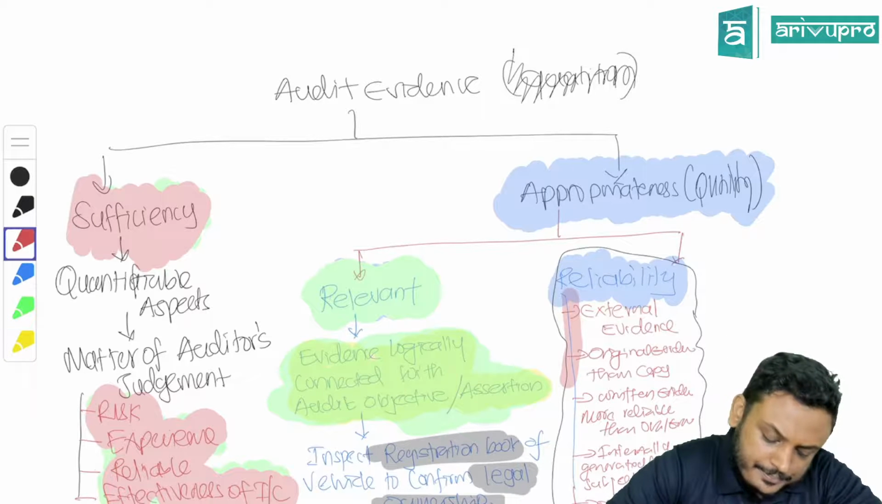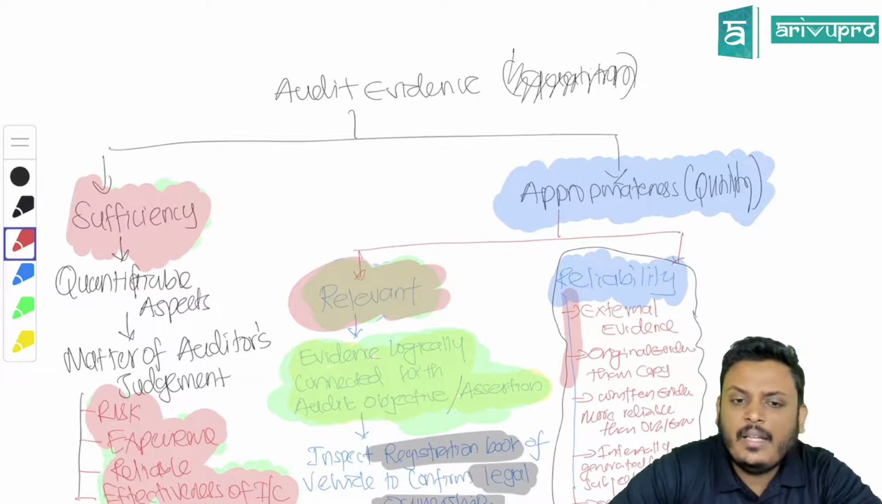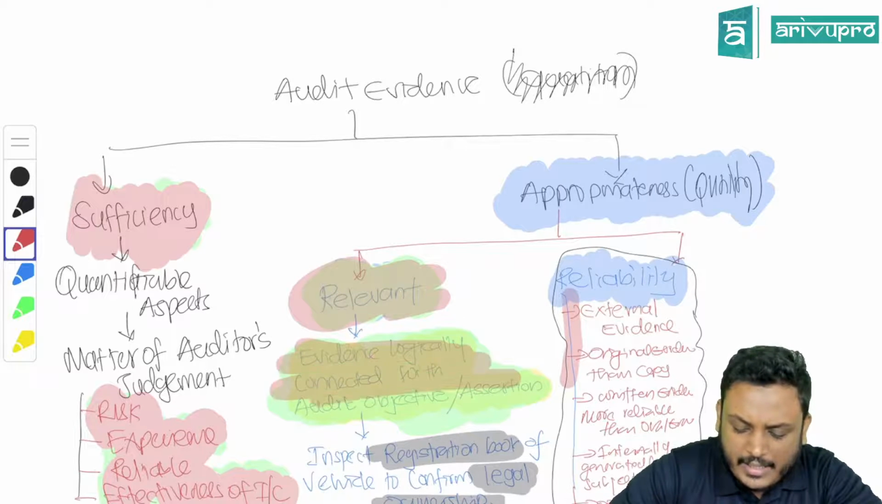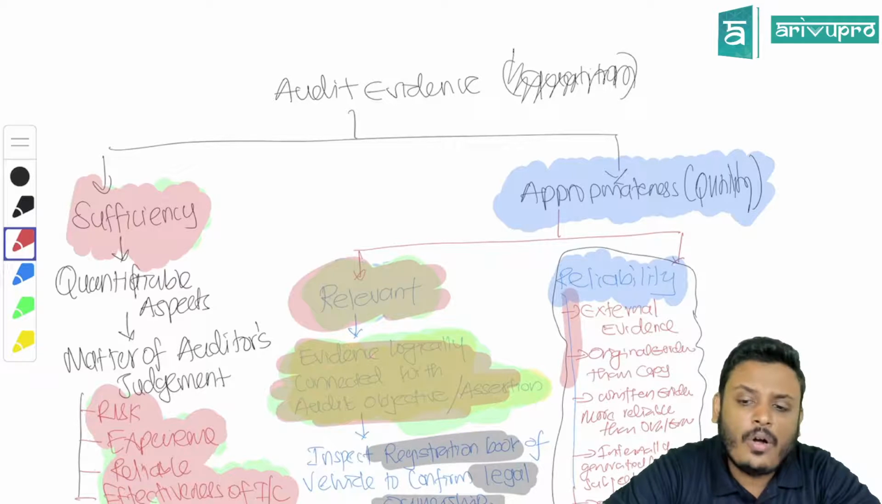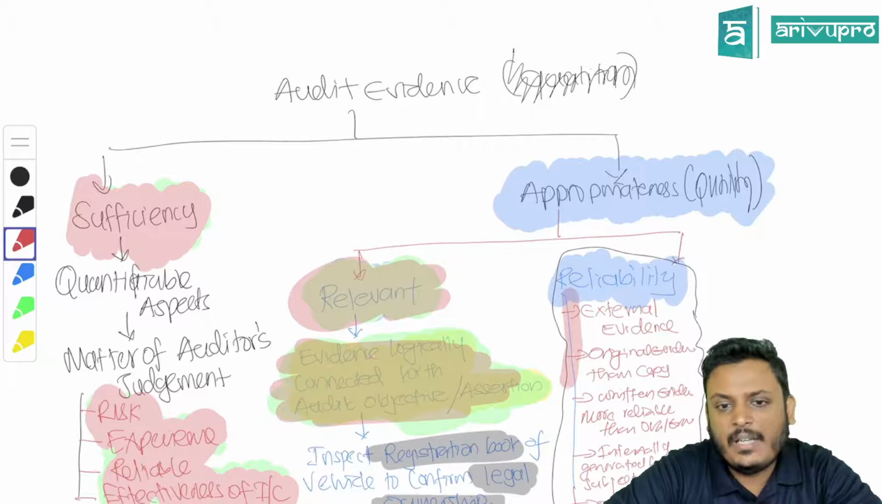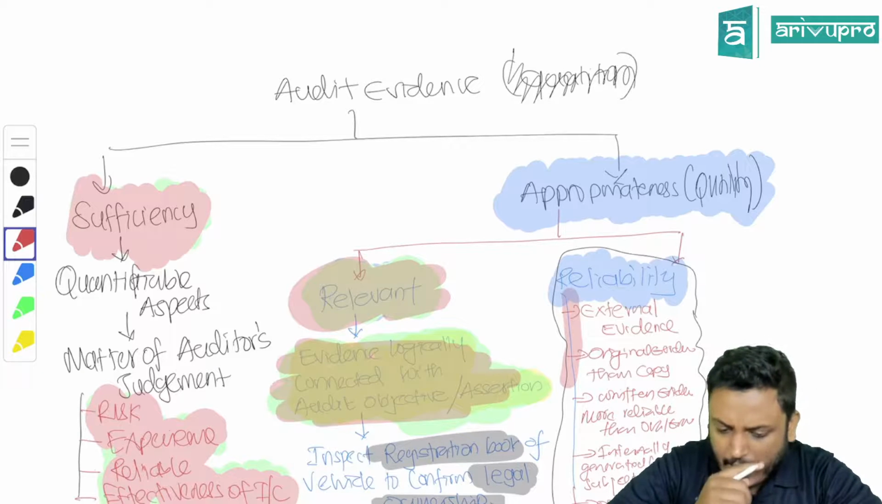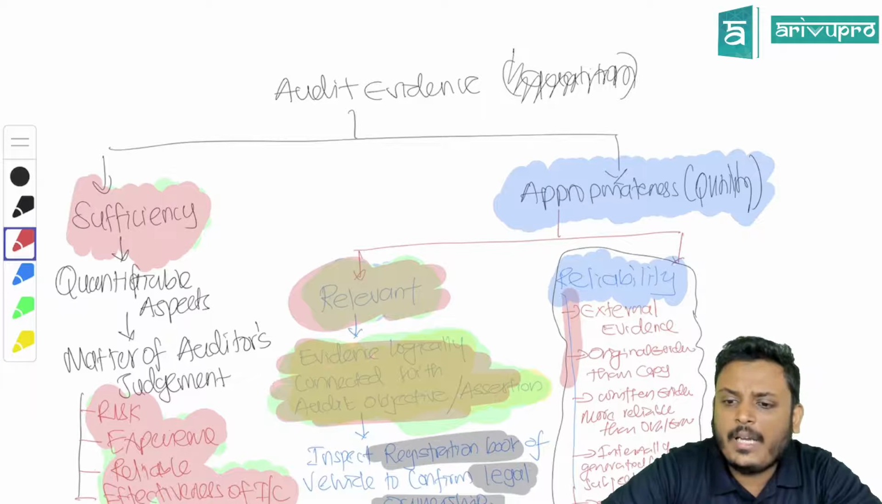At the same time, the evidence needs to be relevant. Relevant means the evidence is logically connected with the audit objective. If that logical connection is not there, that evidence we call irrelevant evidence. Relevant evidence and irrelevant evidence. And another term for appropriateness of evidence is quality evidence.